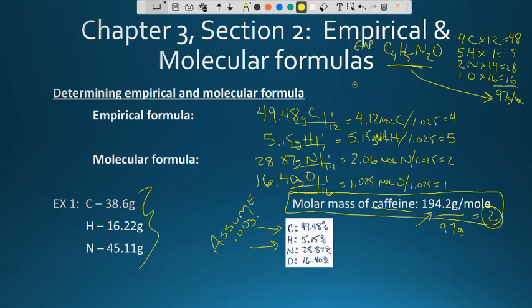So that means I multiply everything inside. So I have 2 times the carbons. I have 2 times the hydrogens. I have 2 times the nitrogens. And I have 2 times the oxygens. There is the equation for the molecular formula for your caffeine. Okay? So that's that step.